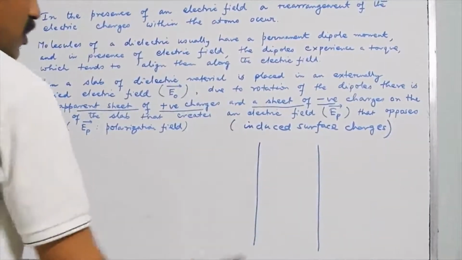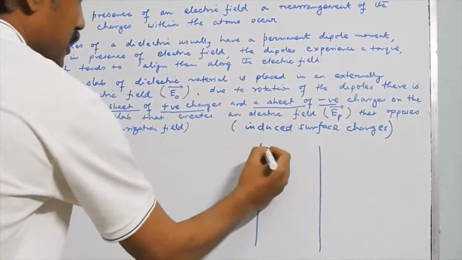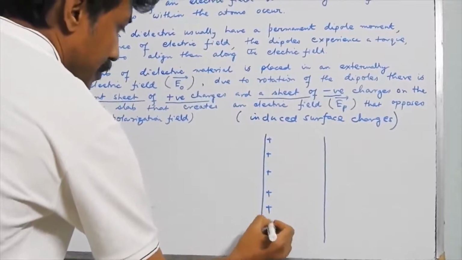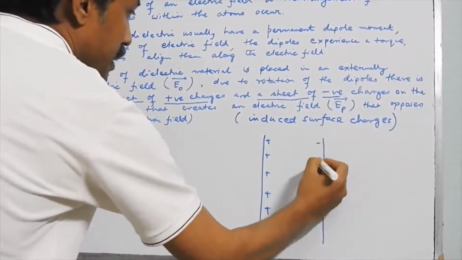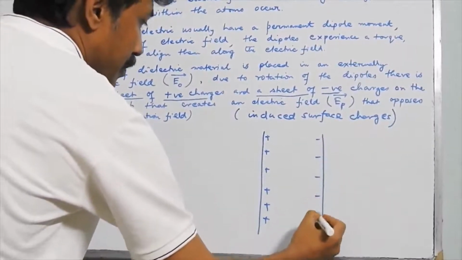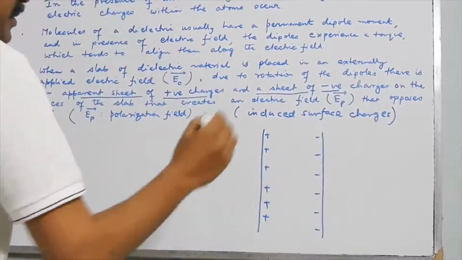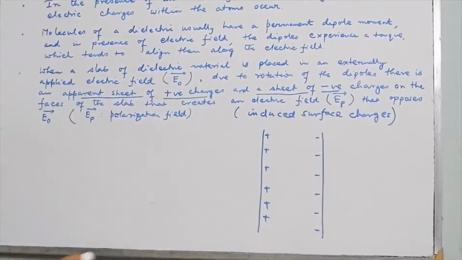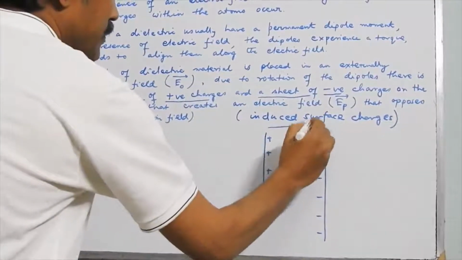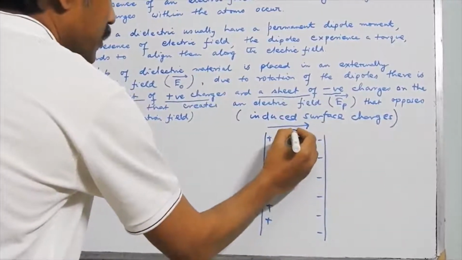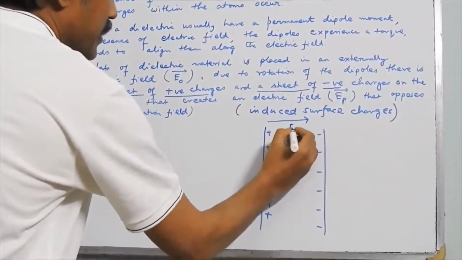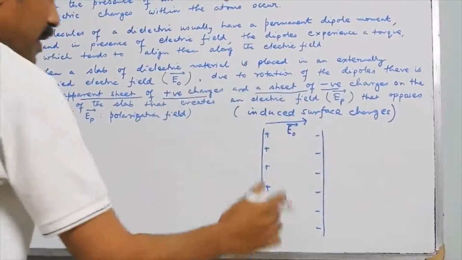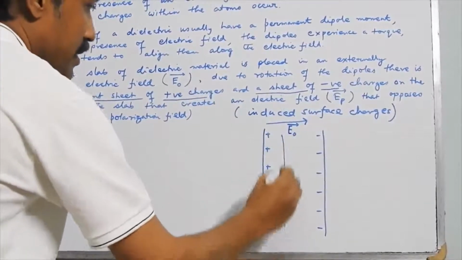Suppose we have two plates of a capacitor. Suppose this is the positively charged plate and this is the negatively charged plate. So if you place a dielectric slab, obviously this positive and this negative charge will create a field. This field is the externally applied electric field E0 vector, and within these plates a dielectric slab has been introduced.